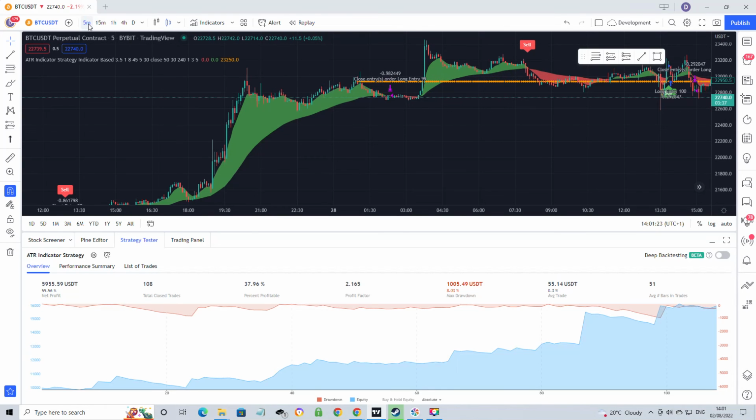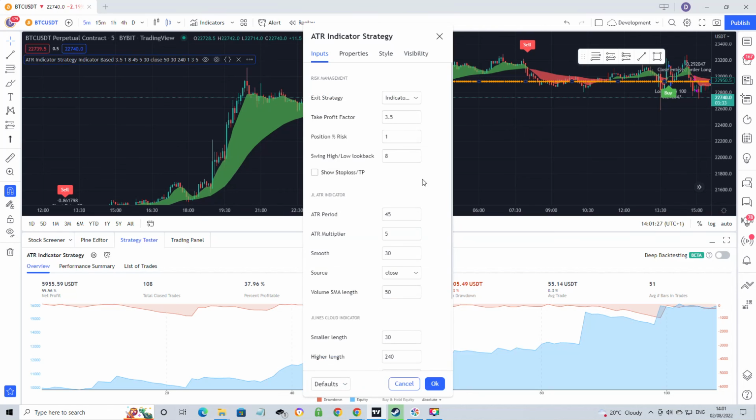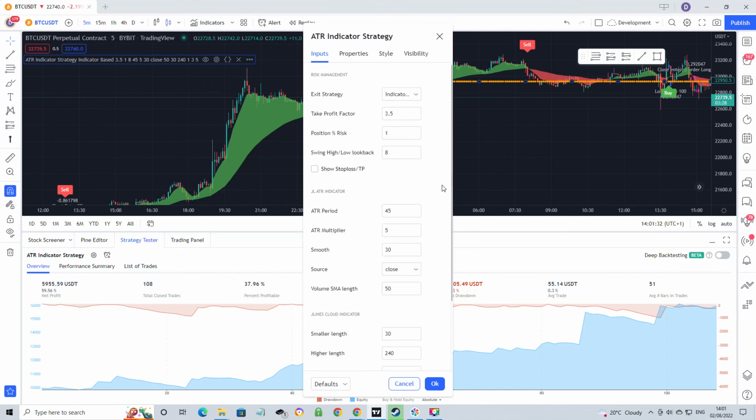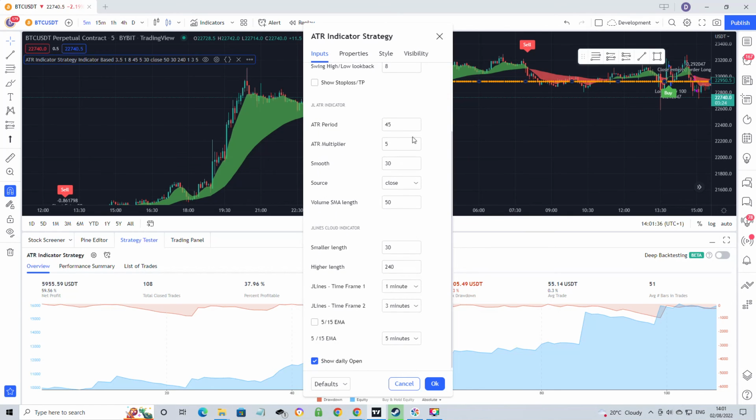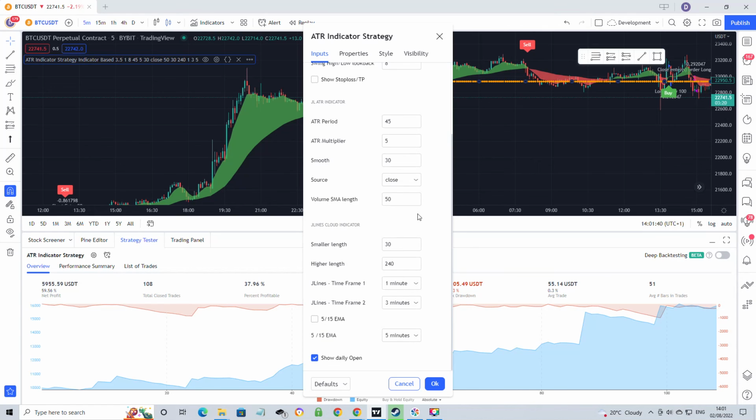As I mentioned before, this is on the 5-minute time frame for Bitcoin USDT, and if I just bring up the settings here, so you can see those. I've got it on an indicator exit strategy, 45 ATR period, 5 ATR multiplier. So you can see the settings I'm using there.